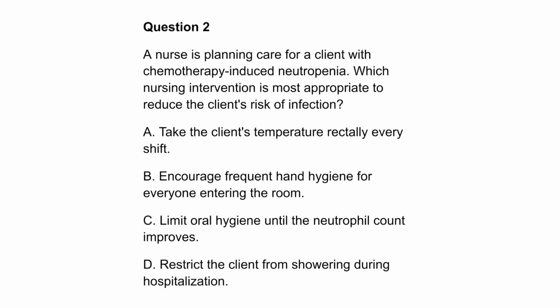Question 2. A nurse is planning care for a client with chemotherapy-induced neutropenia. Which nursing intervention is most appropriate to reduce the client's risk of infection? A. Take the client's temperature rectally every shift. B. Encourage frequent hand hygiene for everyone entering the room. C. Limit oral hygiene until the neutrophil count improves. D. Restrict the client from showering during hospitalization.